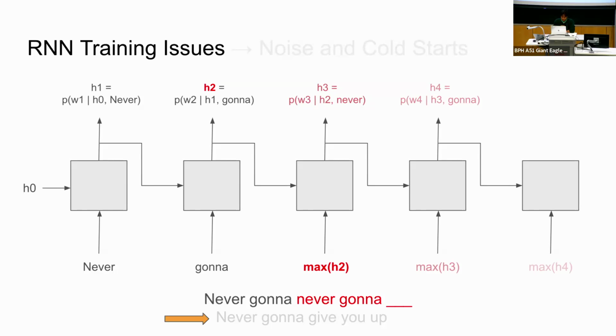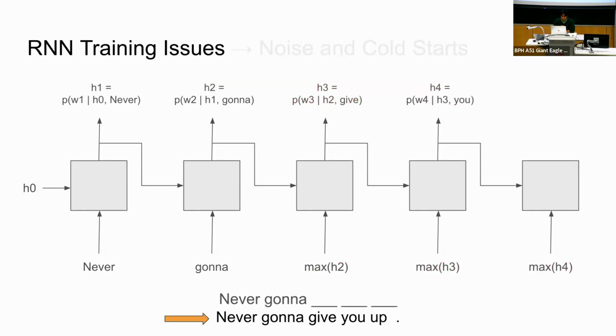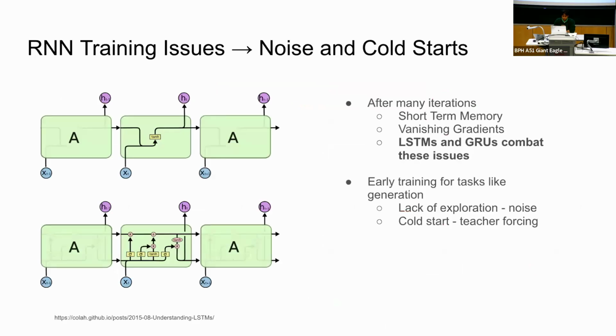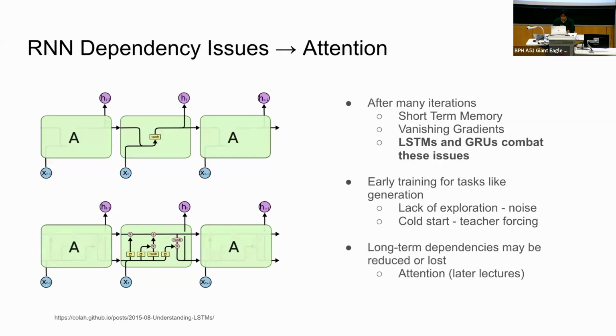So what can be a solution for this? Even though we implement our LSTM, which is supposed to cover the drawbacks of the RNN, we are still facing some problems with the lack of exploration and the cold start. For this, the long-term dependencies may be reduced or lost. And in order to overcome those, we'll see how attention mechanisms come into the picture. You will see this in later lectures.